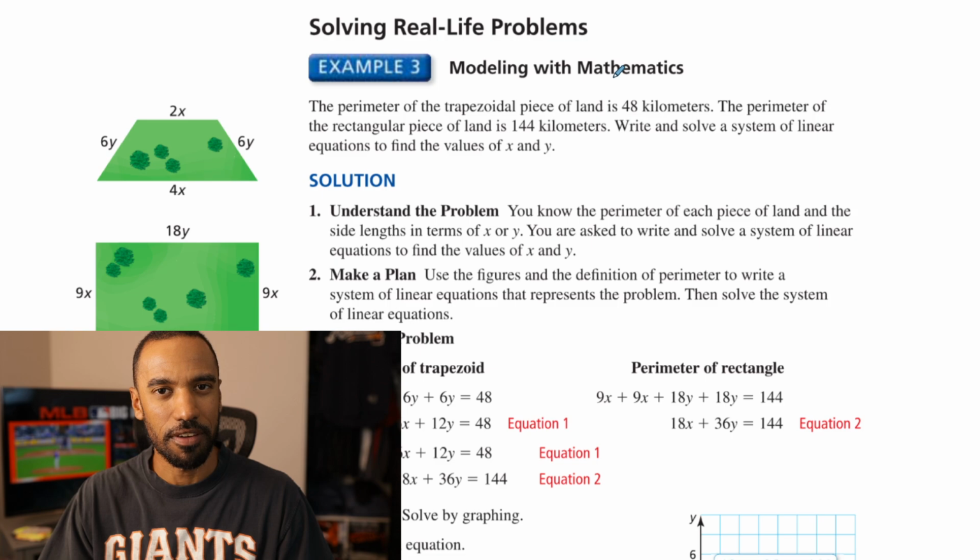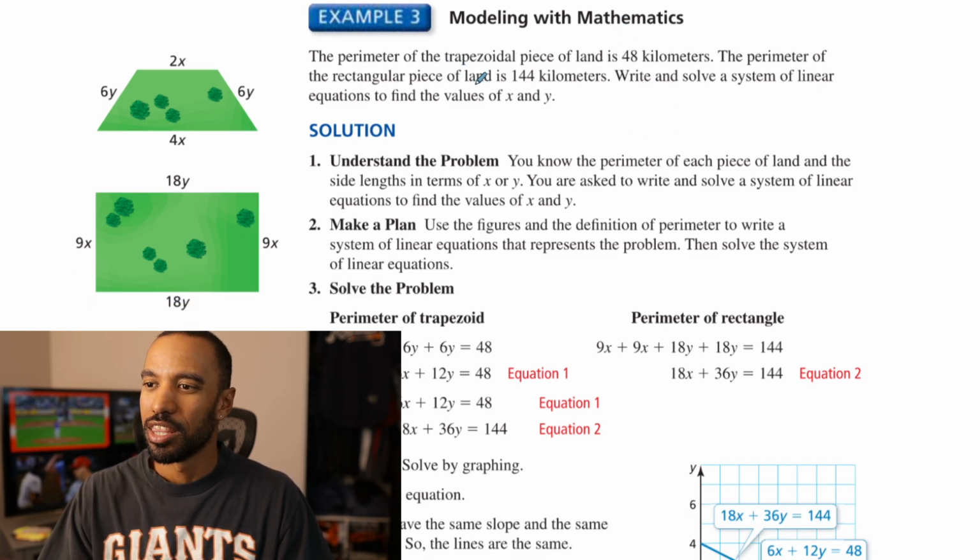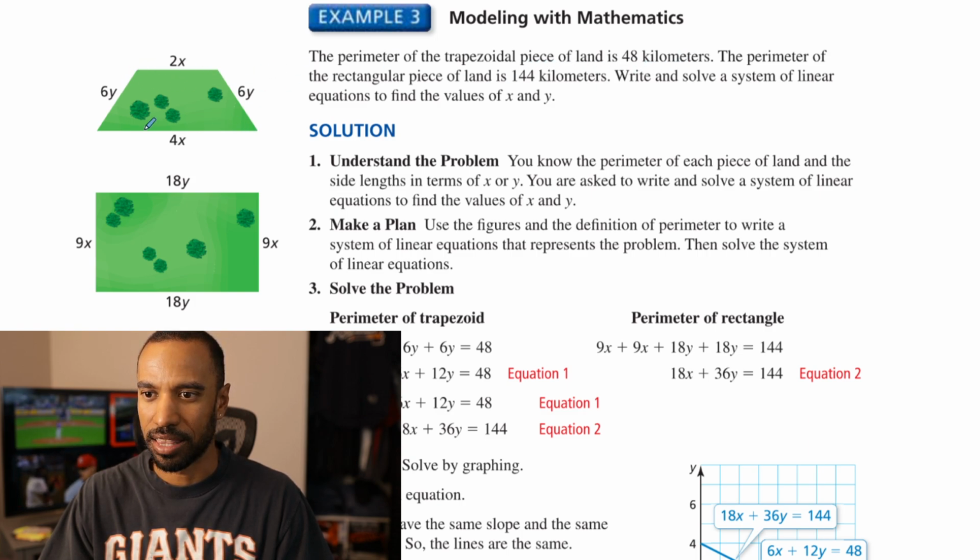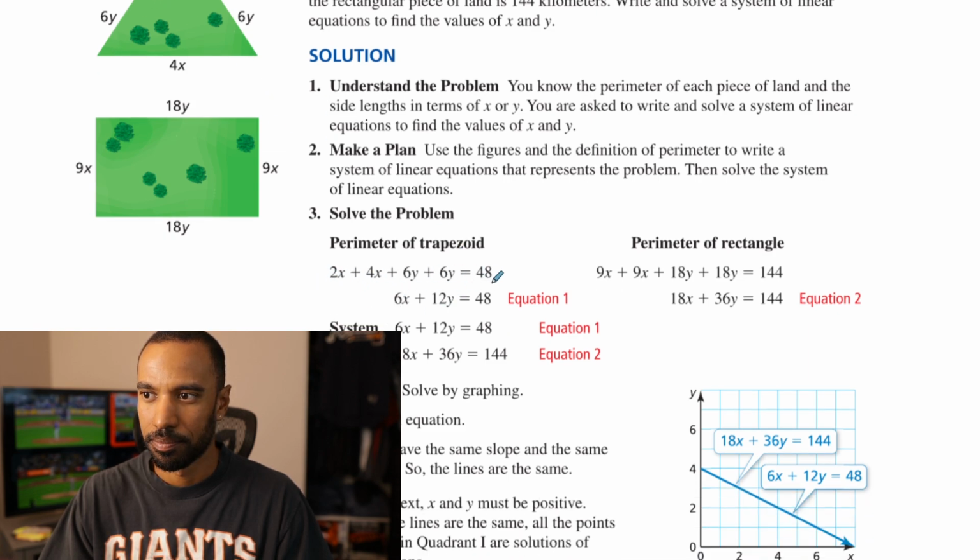I'm really curious to see if any of these have infinitely many solutions or no solution. I don't know what they're going to say on these ones. The perimeter of the trapezoidal piece of land is 48 kilometers. Perimeter. Add these up, you get 48. Boom, boom, boom, boom. So you can see that set up right here.